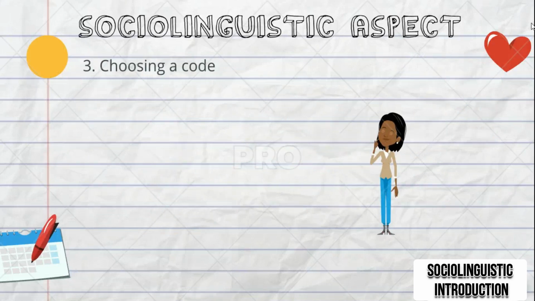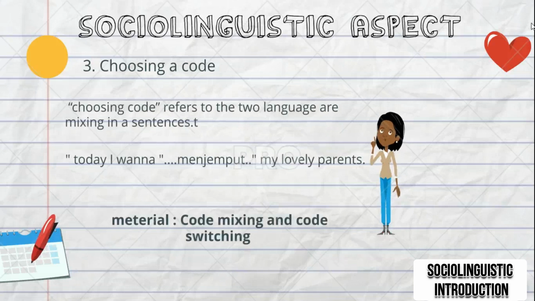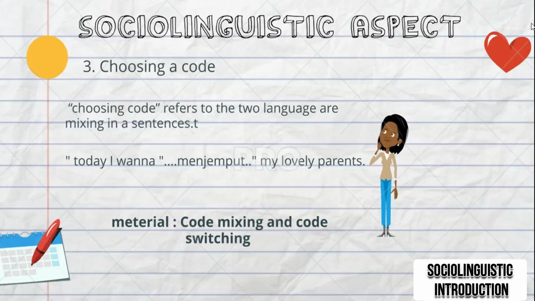Choosing code. Choosing code refers to languages being mixed in a sentence. For example, today I wanna menjemput my lovely parents. Actually, I forget what to say for menjemput in English. Menjemput actually means pick up, but I forget the English for menjemput. So I mix in an Indonesian word. We call it choosing code. The material to be discussed in this chapter: code mixing and code switching.